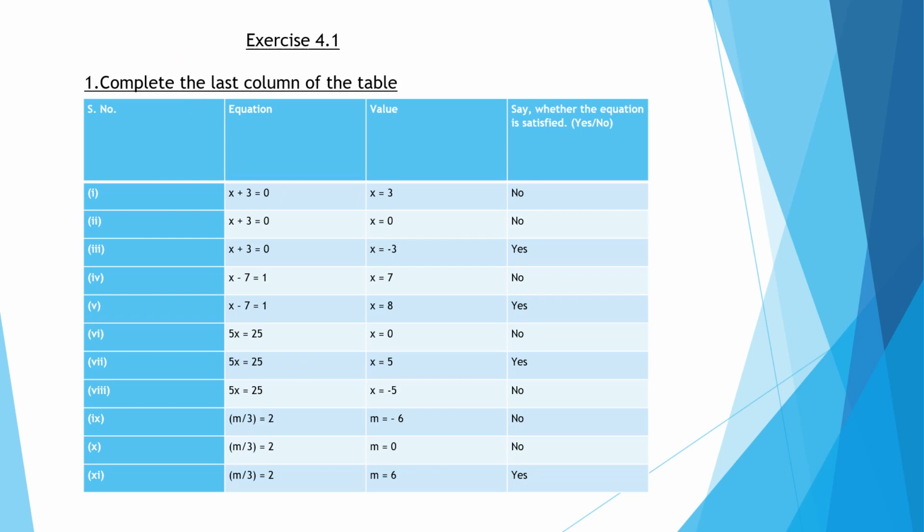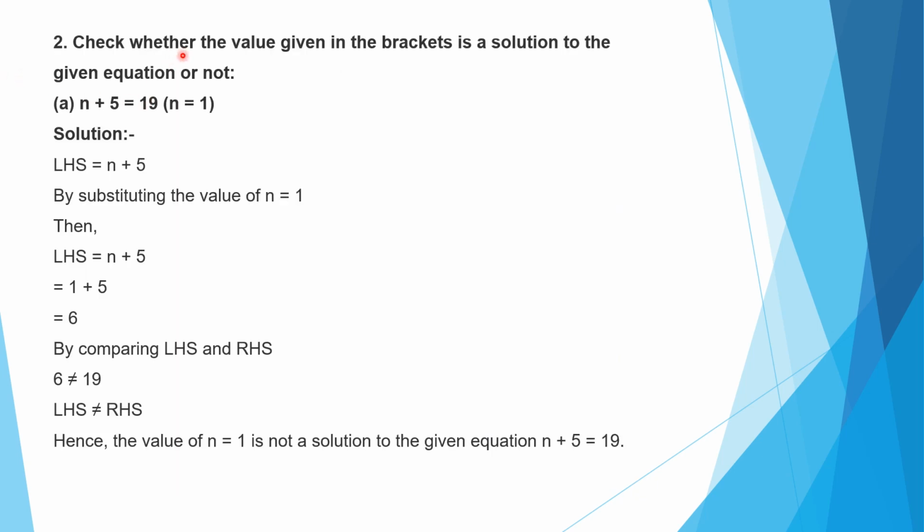Clear? Next, the second one is: check whether the value given in the brackets is a solution to the given equation or not. Okay, let us see. n plus 5 is equal to 19. This is the equation, and they have given n is equal to 1. We have to put the value and check. First let us take the left hand side of the equation, that is n plus 5. In the value of n, let us put the number 1 because n is equal to 1 here.